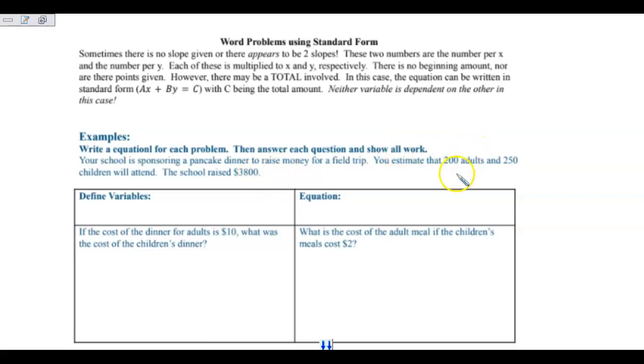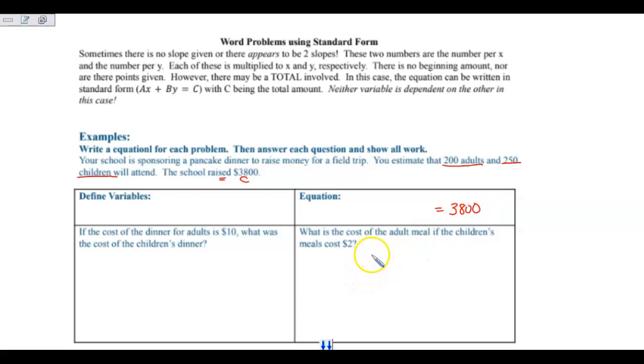So we know that there's going to be some adults coming, and we know that there's going to be some children attending, and that the total, so this is going to be our C, is 3,800.